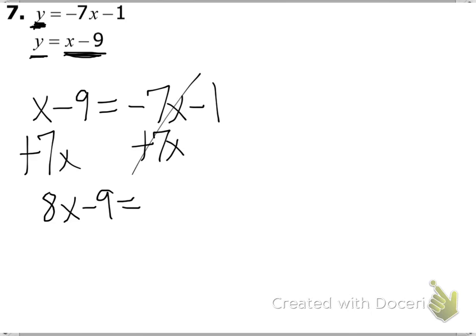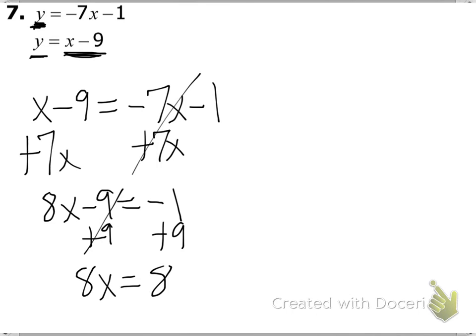Minus 9 equals negative 1. Now what can I do? Now I'm going to add 9 to both sides. After I get my variables to one side, I'm going to move my constants to the opposite side of the equation. So I get 8x equals, what's negative 1 plus 9? 8. And what is my last step? Divide by 8 on both sides. What does x equal? 1.